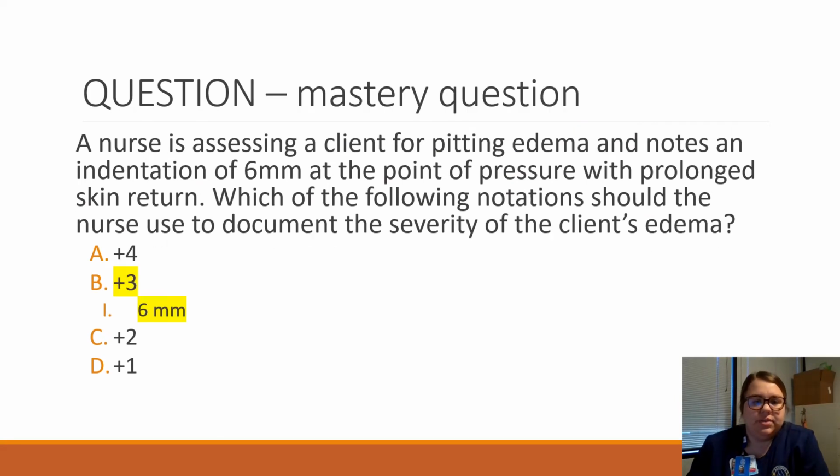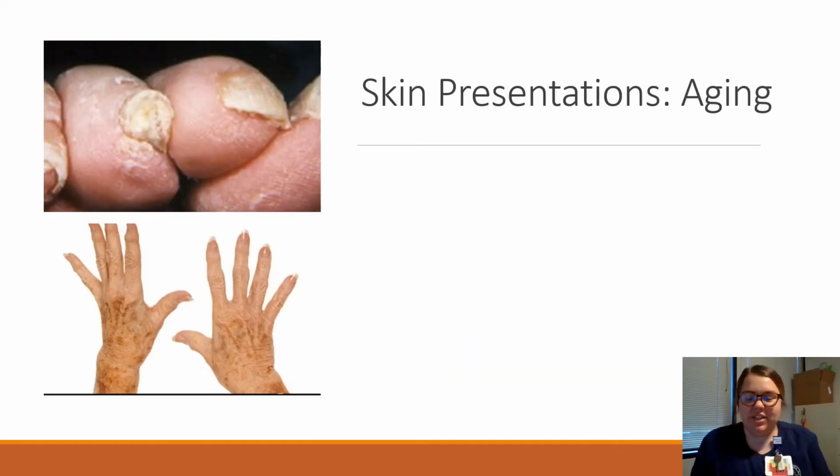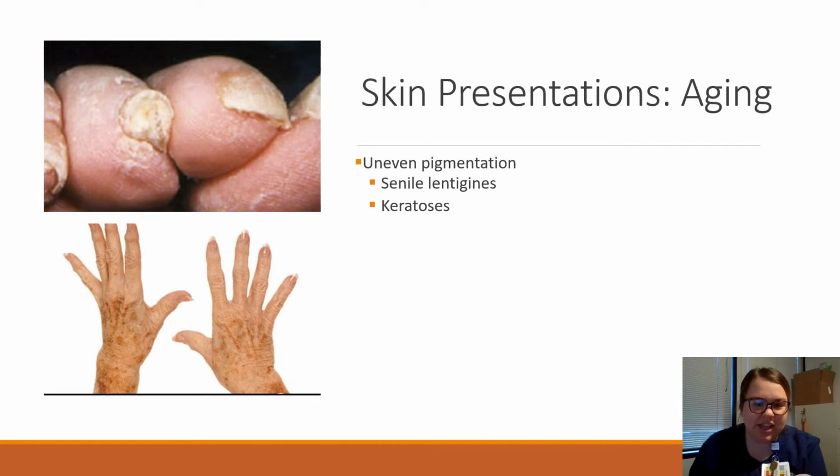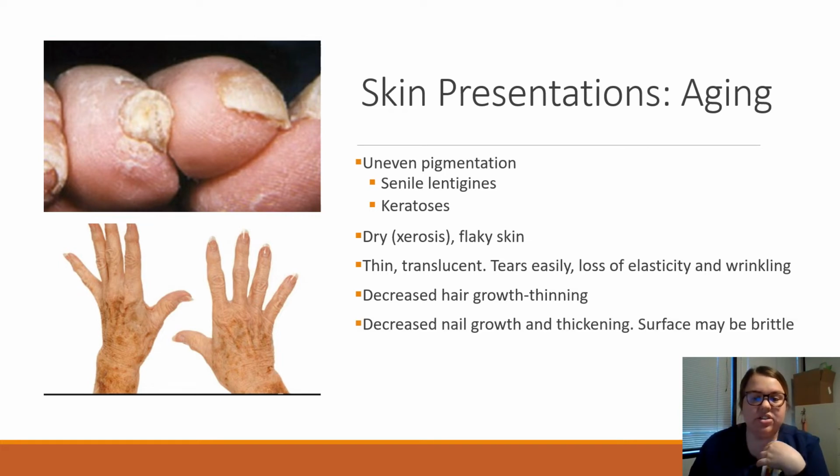Okay, I'm going to let you guys do this one, and this one, and this one. Now, skin presentations when a patient is aging, they're going to have uneven pigmentation. They possibly might have senile lentigines, which are the liver spots on those hands that are shown. They could also have that dry, flaky skin. It's very thin, it's translucent, they tear easily, there's the loss of elasticity, and there's wrinkling. They have decreased hair growth if their hair starts thinning. Their nails start to decrease as well for the growth, and it starts thickening. The surface may be very brittle.